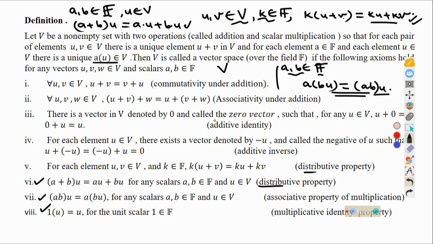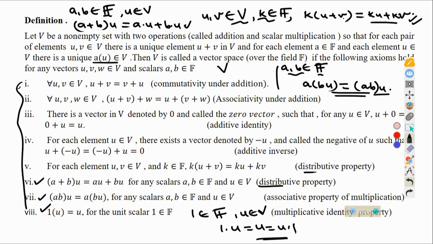And lastly, if you pick 1 from the field F, and u from the vector set, you should be able to show that 1 times u is the same as u, which is also the same as u times 1. When you are able to prove these, these are 8 properties. Plus the 2 properties of u plus v in V and Au in V, which are the properties for closure under addition and closure under scalar multiplication, you achieve 10 axioms. These 10 axioms must be satisfied for a given non-empty set to qualify to be called a vector space.